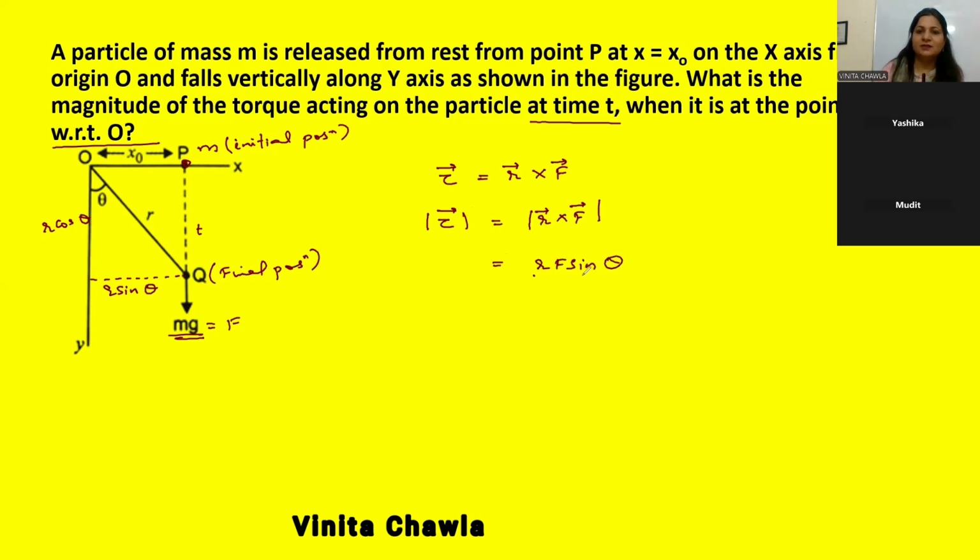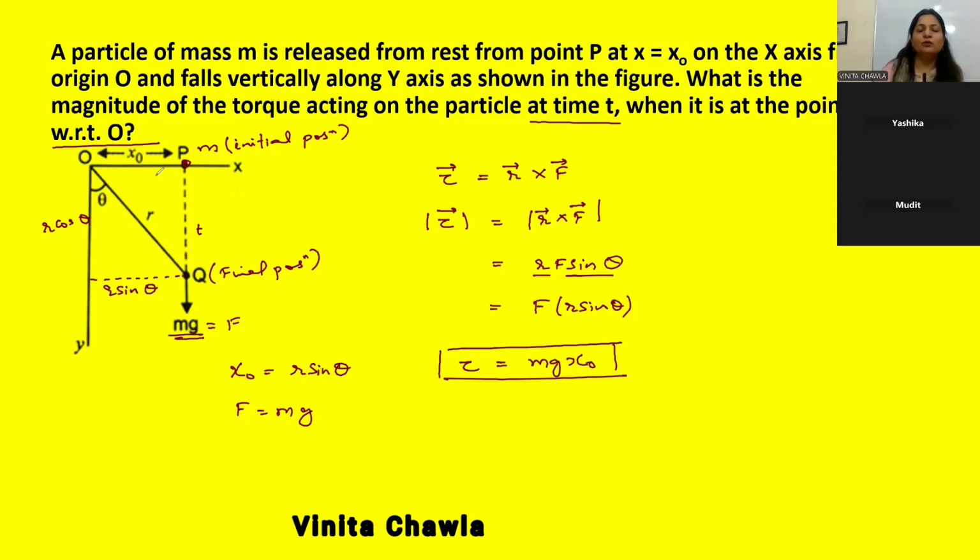Now what is R sin theta? Write R sin theta in a bracket. R sin theta is nothing but this x naught, right? So x naught is R sin theta. And F is mg. So in place of F, we can write mg, and in place of R sin theta, we can write x naught. So torque is mg x naught. This is the magnitude of the torque.